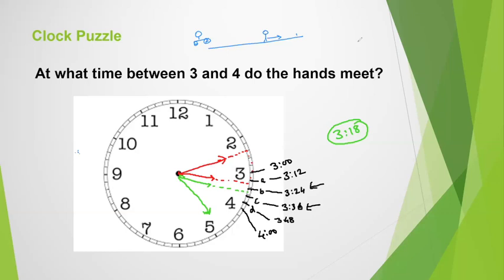Okay. So now at 3 o'clock, the hour hand is at 3 and the minute hand is at 12. At 3:12, the minute hand would have moved 6 times 12, which is 72 degrees. But I'm almost there. I just have to figure out how many degrees they will cross between those two times.